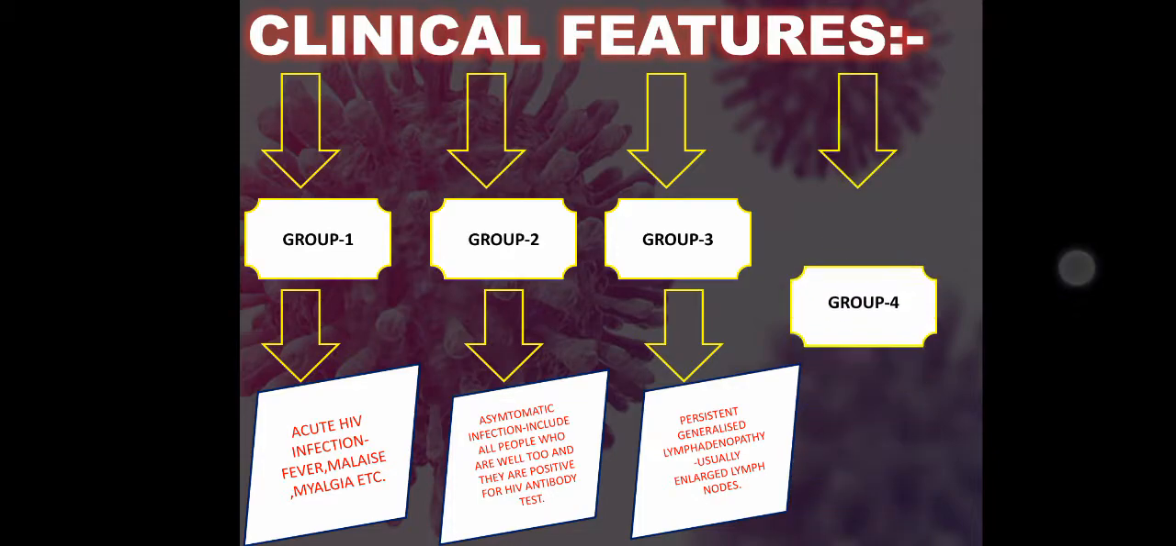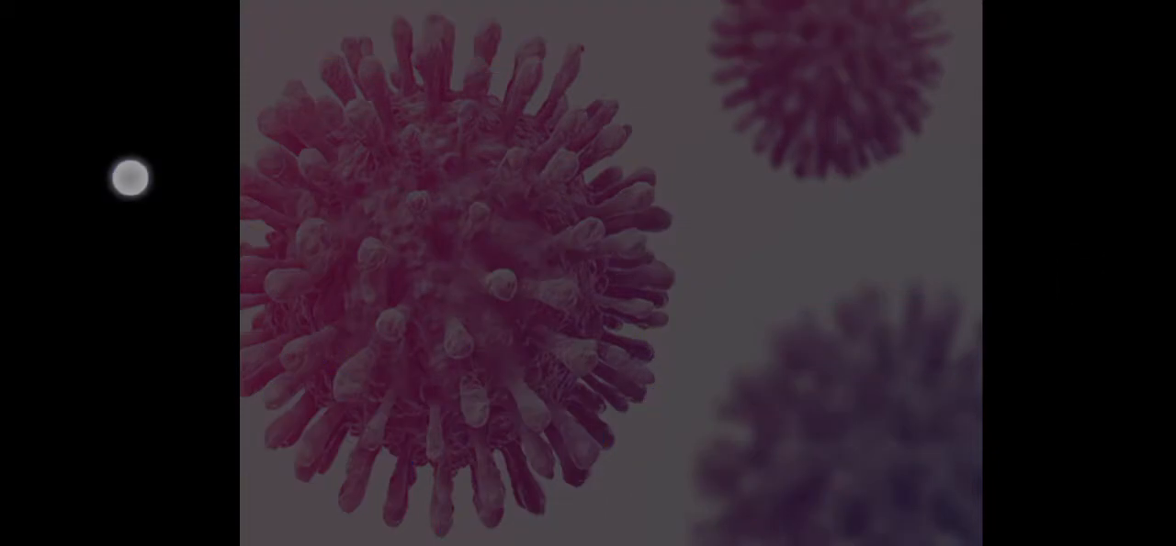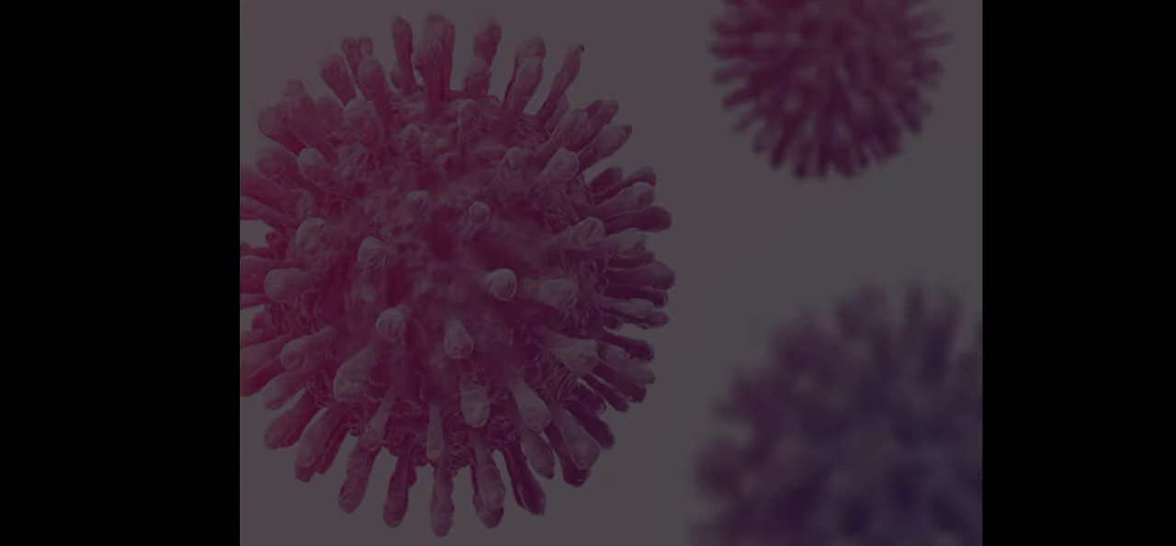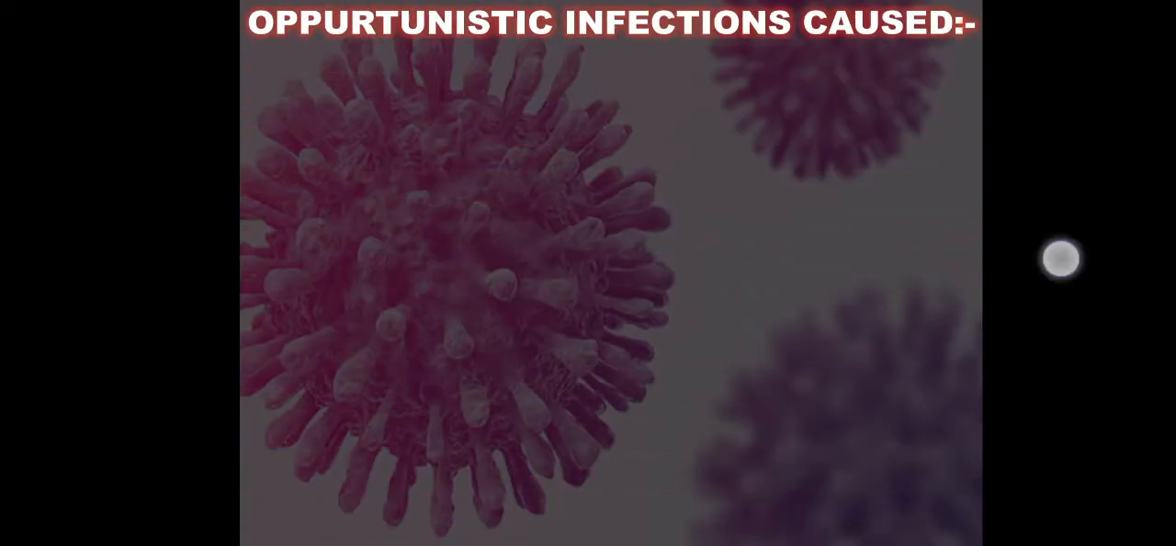The fourth group would include the symptomatic HIV infection, where the CD4 T plus lymphocyte cell count lowers to approximately 400 per cubic millimeter, and also the patient shows symptoms of HIV in the last group. Coming to the next one, that is the opportunistic infections caused.